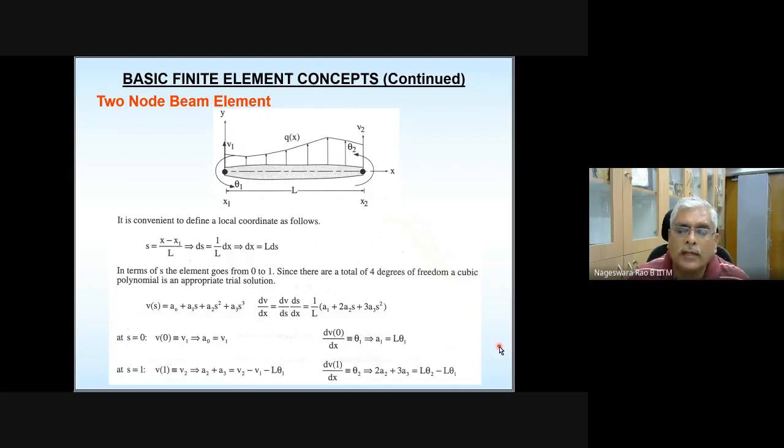Now you have 4 equations, 4 unknowns. You can solve for these 4 unknowns, A0, A1, A2, A3. And these 4 unknowns can be solved and expressed in terms of V1, V2, theta 1, theta 2, and L, the length of the element. Please take a note of these 4 equations.